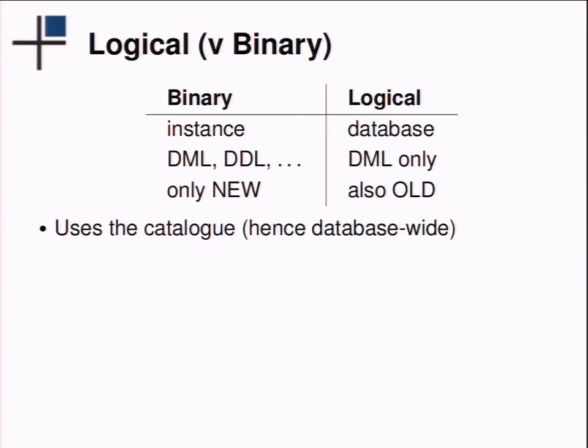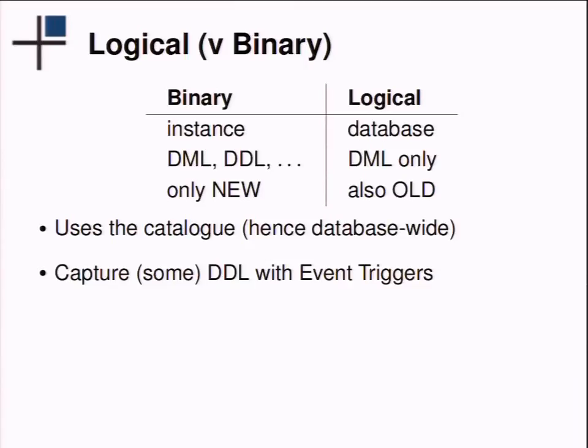Why? Because it uses the catalog. Because the catalog is not database-wide. Yes, you have some part of the catalog that are equal in all databases, and most of the catalog is in one database. So logical decoding works in that database.